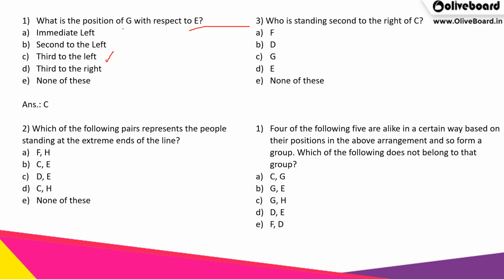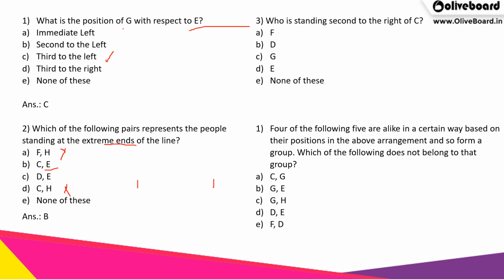Second question. Which of the following pairs represents the people standing at the extreme ends of the line? So we know, right, here and here who was sitting. So the correct answer here is B, which is C and E. As we know that H could not be on the extreme end, which is clearly given in the question. So we could have easily eliminated A and D and then move ahead with two options.